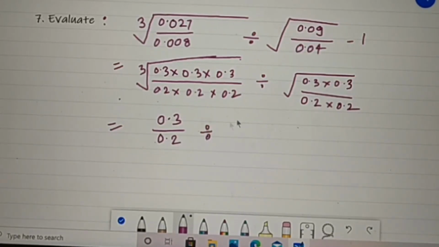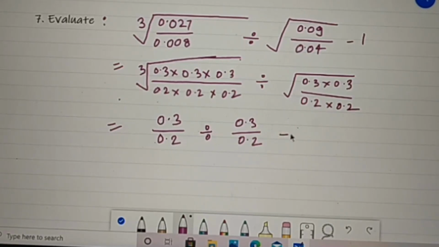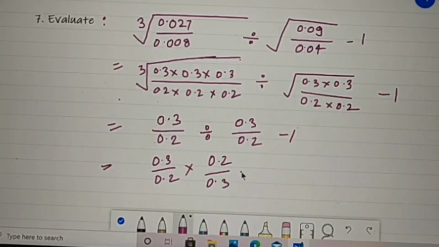Then divide by, as this is a square root, out of a pair we take one 0.3 and divide by 0.2, and minus 1 remains as it is here also. And now this is 0.3 divided by 0.2. So we have 0.3 by 0.2. When we divide, we write multiplication and its reciprocal, minus 1. Now 0.2 and 0.2 cancel one time, 0.3 and 0.3 cancel one time. So 1 times 1 is 1, minus 1 is 0. So 0 is the answer.